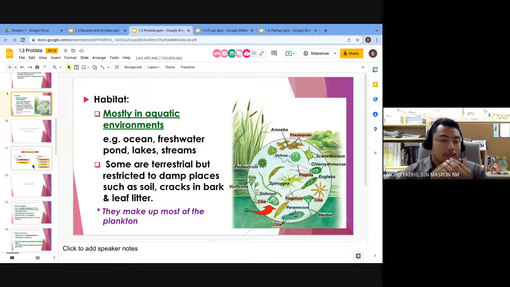And there are only some terrestrial yang tinggal dekat daratan. Okay, but restricted to damp places such as soil, cracks in bark and leaf litter. Maksudnya, kalaupun dia tinggal dekat darat, biasanya dia akan tinggal dekat kawasan yang lembab, macam dekat tanah yang lembab, cracks in bark ni maknanya dekat rekahan pada batang tumbuhan dan sebagainya.